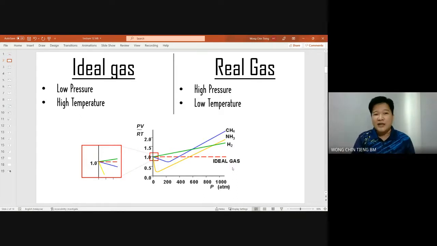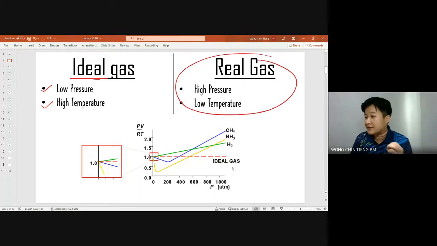All right? So the ideal gas over here will only exist because of the two conditions, the low pressure and the high temperature that we have discussed. But most of the gas will actually behave in real gas. Semua formula yang kita belajar last week, your Dalton's law, your Charles' law, Boyle's law, Avogadro's law, adalah apply untuk ideal gas.